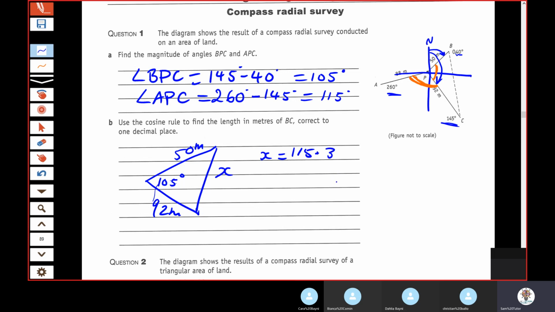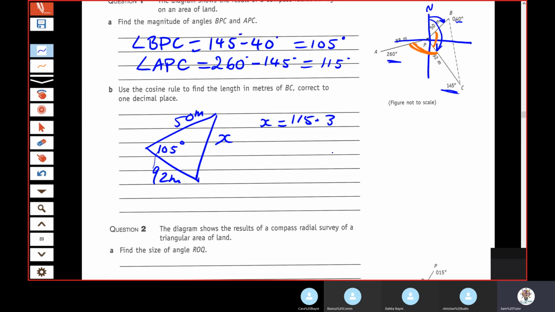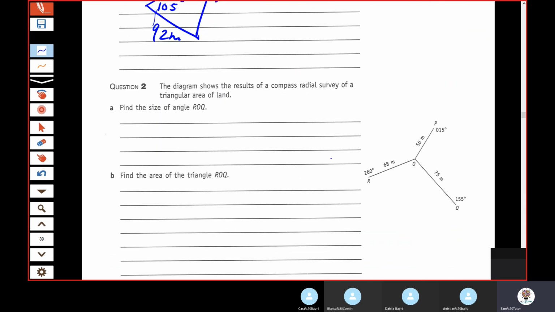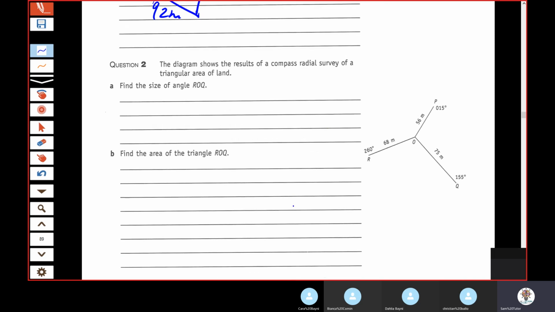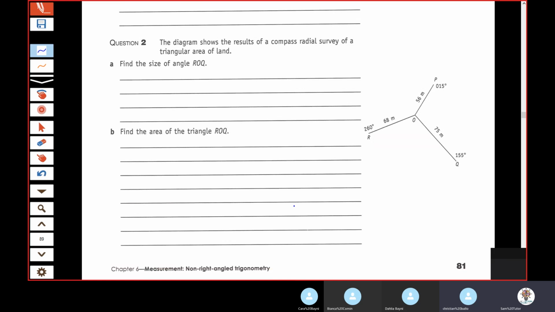Can't complain if everyone's with the same answer. Yep. Any questions about the diagram? Anyone? Christian? Oh, no. Question 2 then.